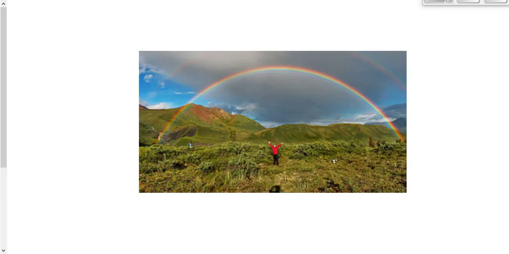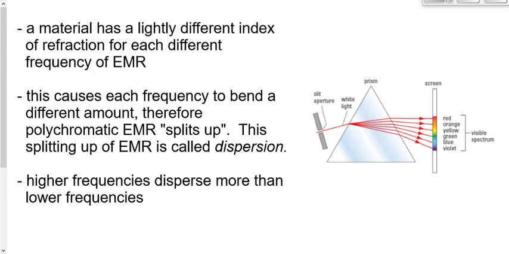So, red light will refract a slightly different amount than will orange and yellow and green and blue and indigo and violet, because the water has a different index of refraction, slightly, ever so slightly, for each of those colors. Different index of refraction, different amount of bending, right? Violet has the highest, or the water has the highest index of refraction for violet, which means violet will bend the most and red will bend the least.